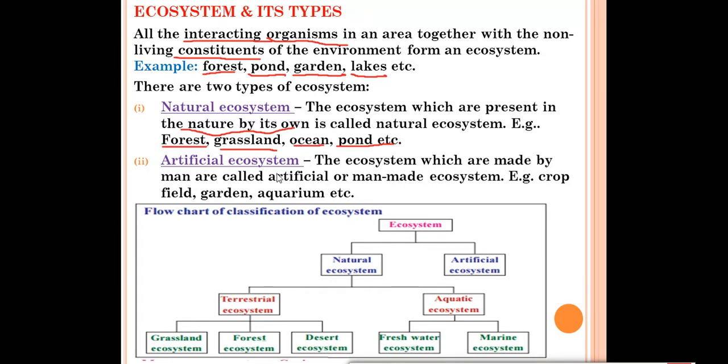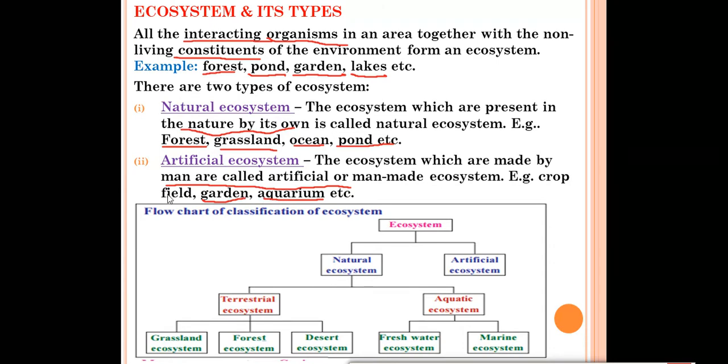Next we have artificial ecosystem. The ecosystem which are made by man, okay, which man has made, are called artificial or man-made ecosystem. The easiest example of artificial ecosystem is garden. Aquarium is also one of the examples of artificial ecosystem. You have seen in the aquarium, water is there, fish is there, small plants also can be seen in the aquarium. Tortoise can also live with the fish. So that is also an ecosystem, where different types of organisms are living with each other.